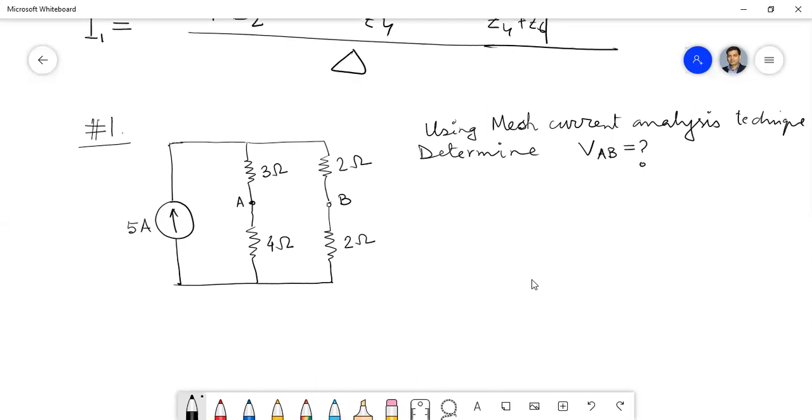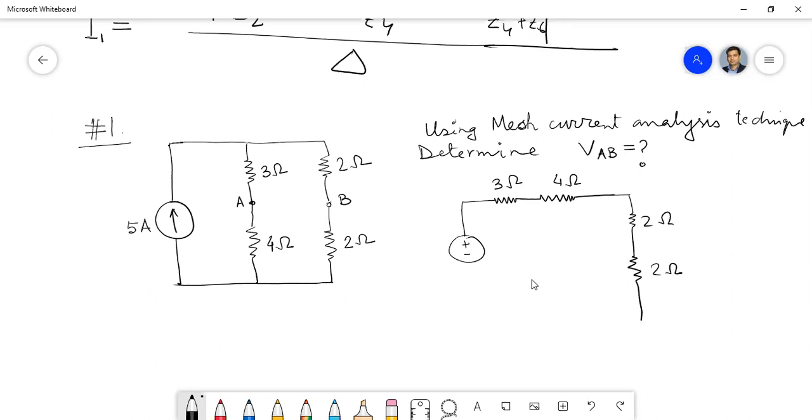If we take this first branch, that means the branch having 3 ohm and 4 ohm resistances, then it's a voltage source. What will be the voltage source value? First we can convert this to a voltage source in series with the same resistance. So here we have the 3 ohm and here we have the 4 ohm. The same resistances will come. The 35 volt, and these two resistances will be as they are.